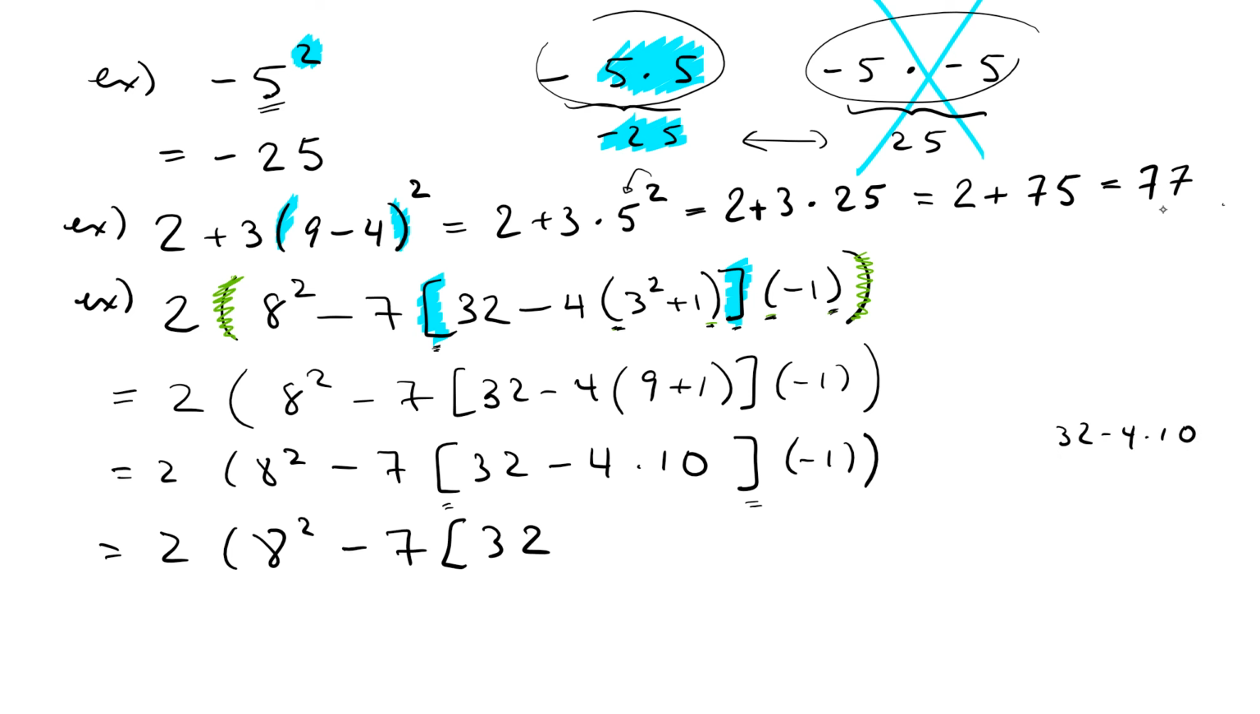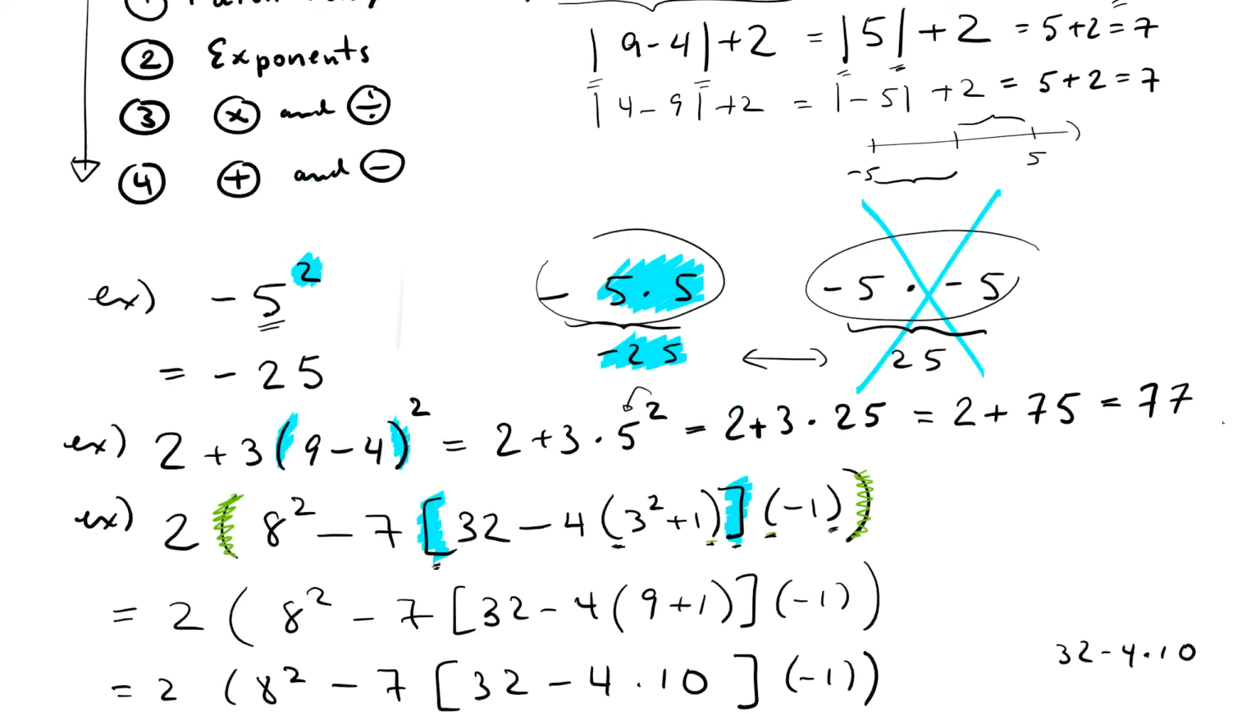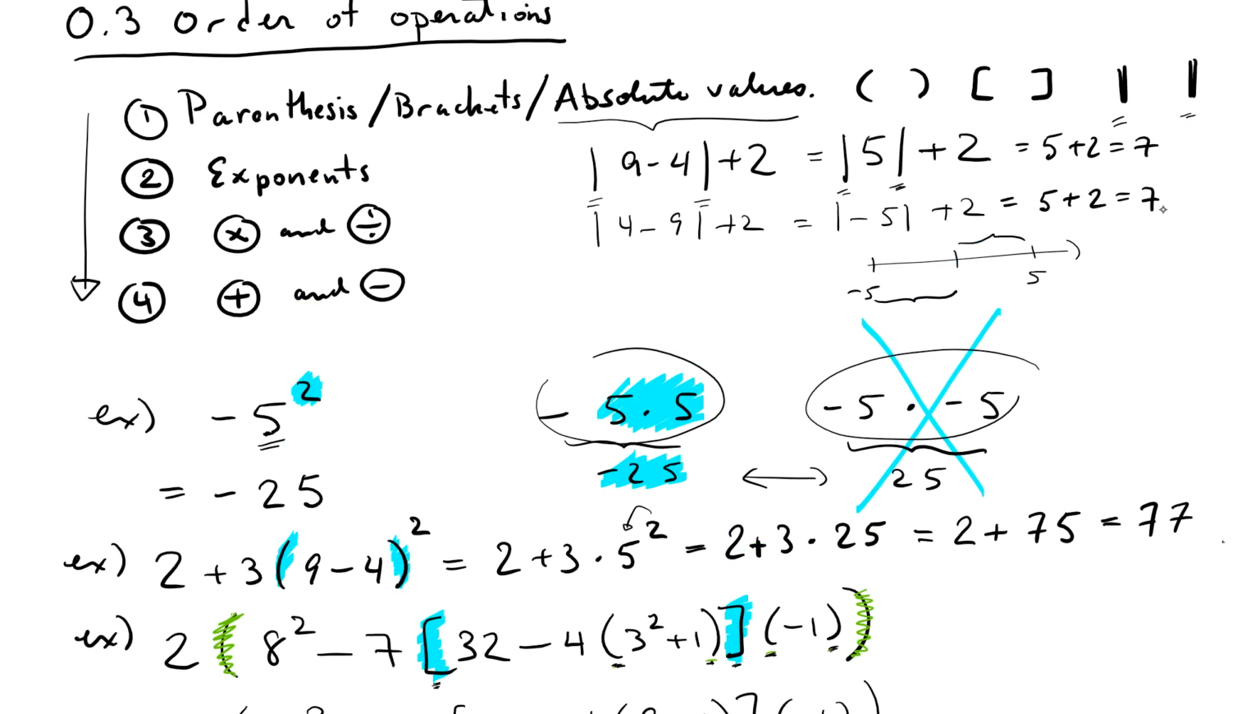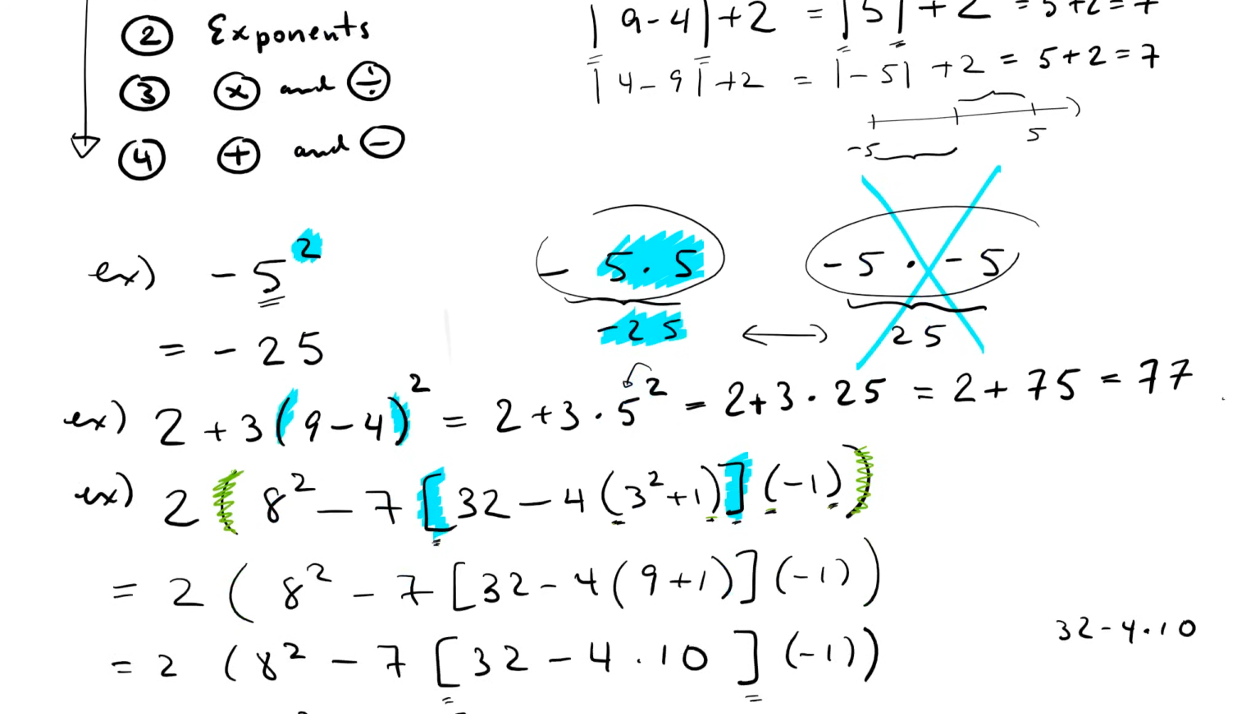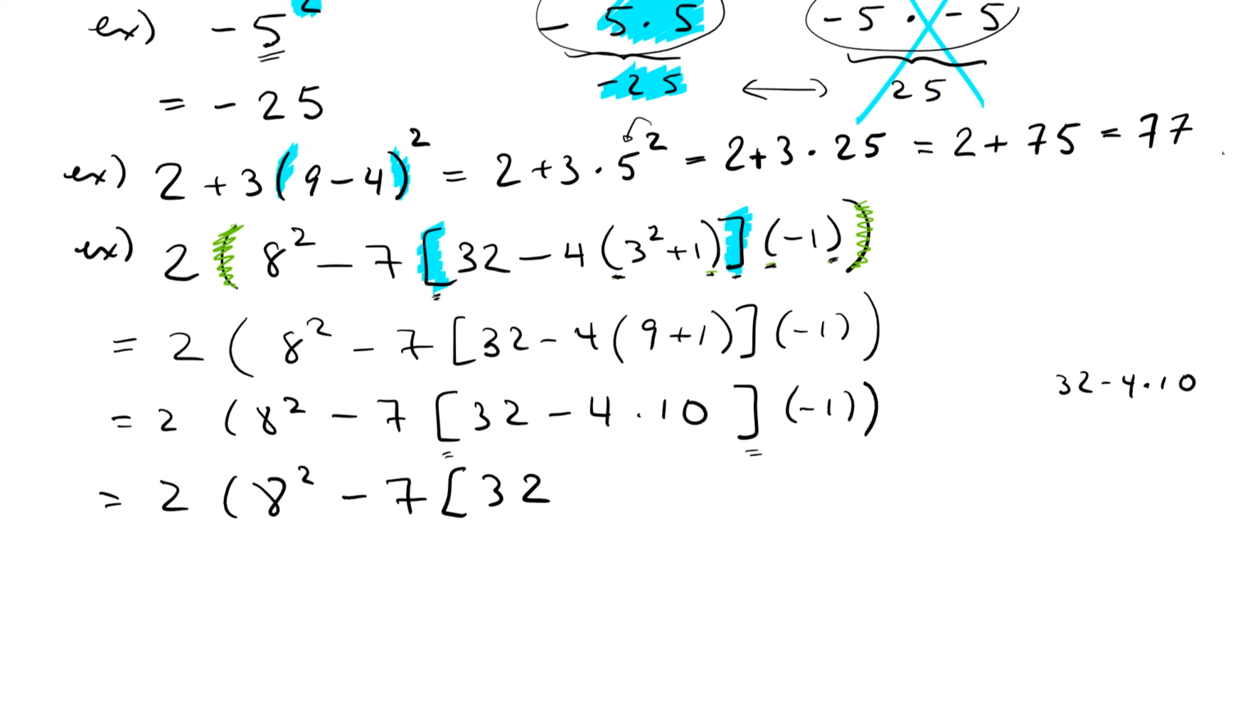Do I do 32 minus 4 first? Is that minus 28 times 10? No, I have a multiplication. Multiplication has priority over addition. And multiplication is number 3, so it's a lower number than 4. So I do the multiplication first. So 4 times 10, 40.